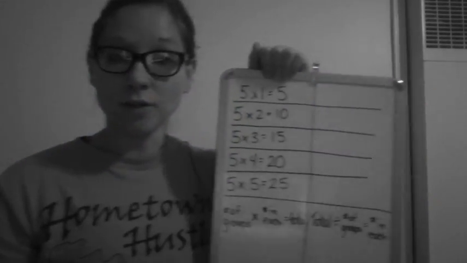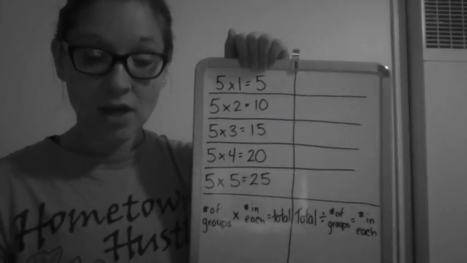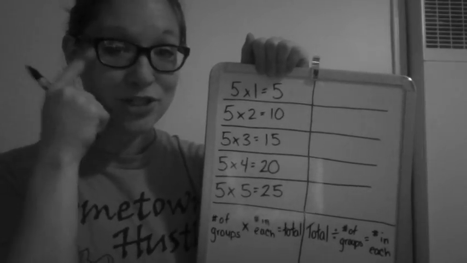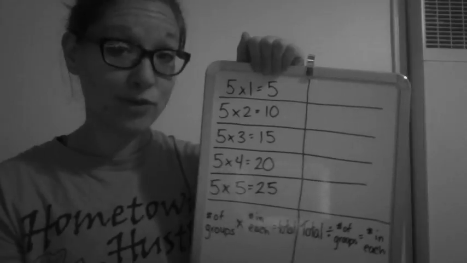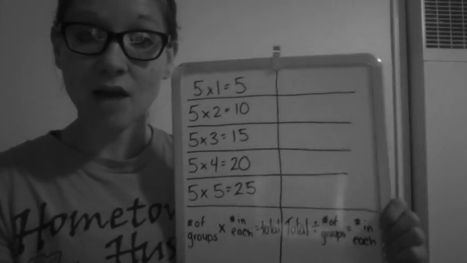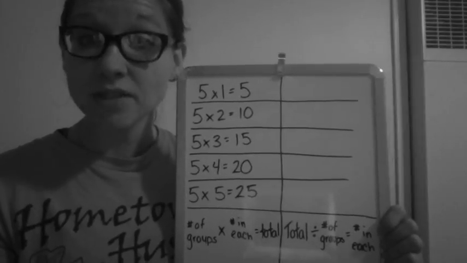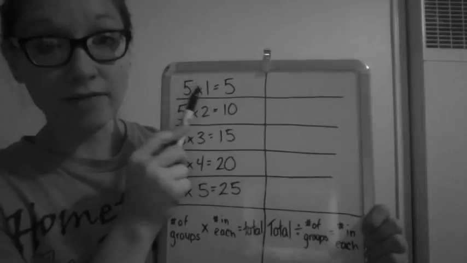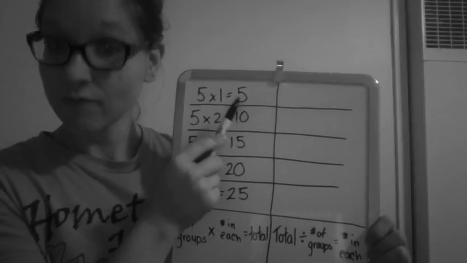Relating our multiplication to our division. So what I have on my board here, you do not have to write this down. You should just be watching and listening. You'll do it with me later. What I want to go over with you very quickly is our multiplication of 5s to help us with our division of 5s. So here I have 5 times 1 equals 5.